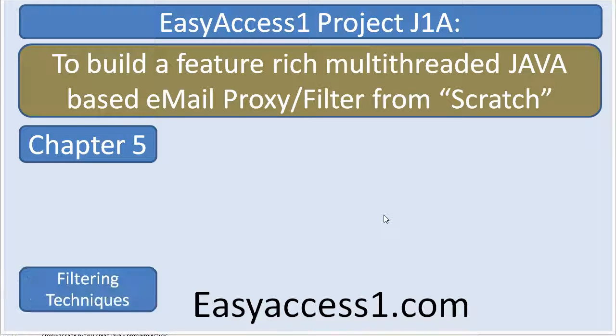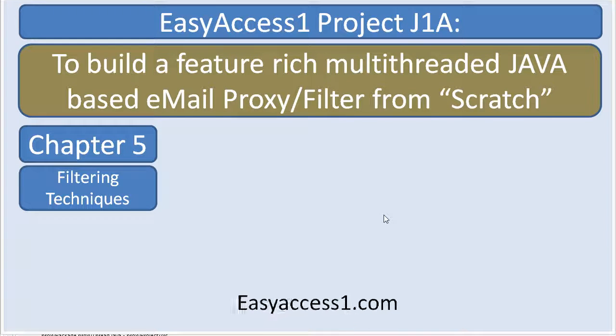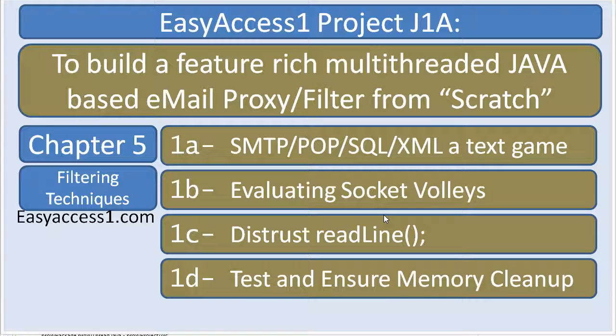Welcome to Chapter 5. Today, we'll talk about filtering techniques. In order for a proxy to become a filter, we will have to interrogate the information stream as it goes through the proxy. At this point, we will be diverging from the concept of a proxy into the concept of a filter, where we will be manipulating information as it comes through.